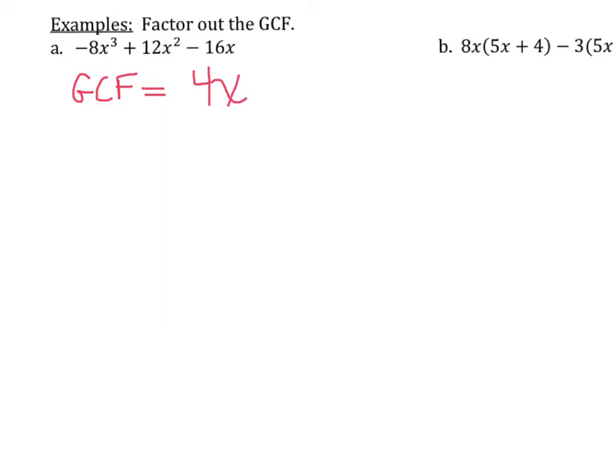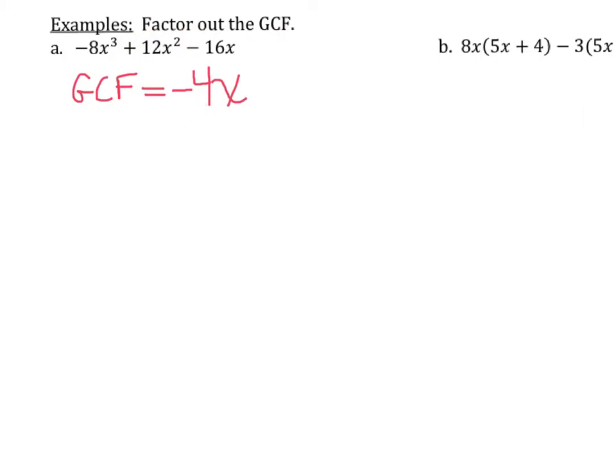And I also mentioned in the last slide that if our leading coefficient, which is negative 8, is negative, then we're going to make our GCF negative. And so this is going to be a negative 4x. So this is my GCF. Now, I hadn't actually gotten to the part where we factor out. All I've done so far was I just found my GCF, which is negative 4x.